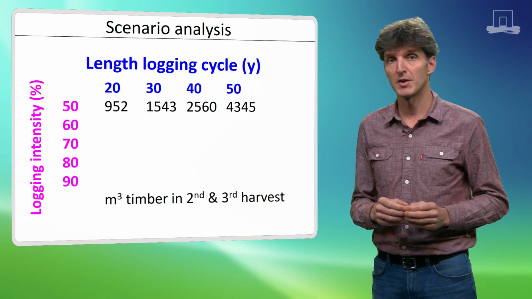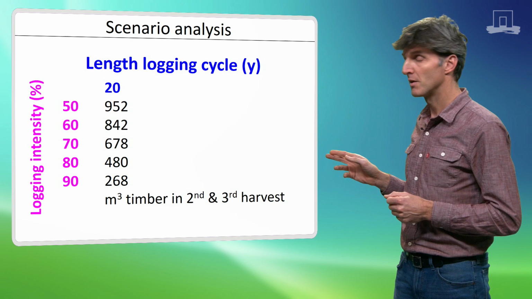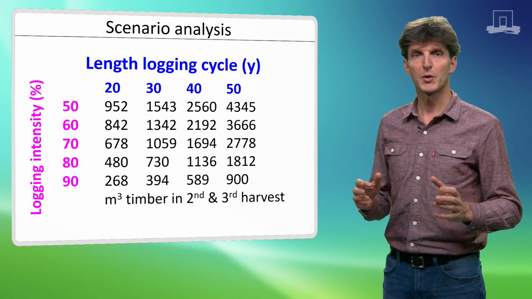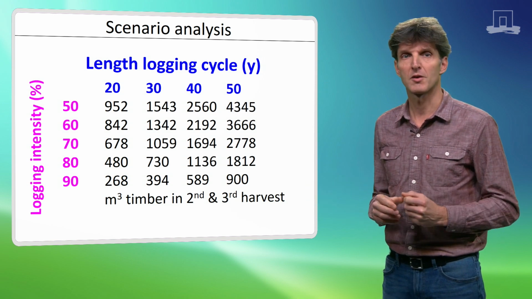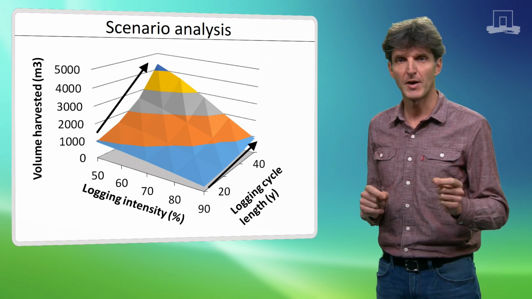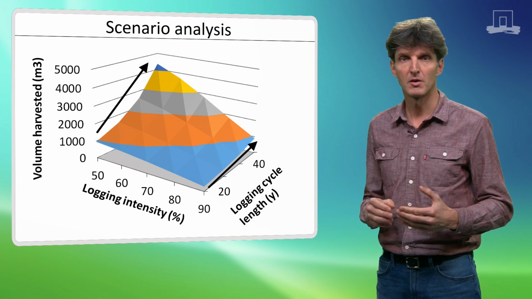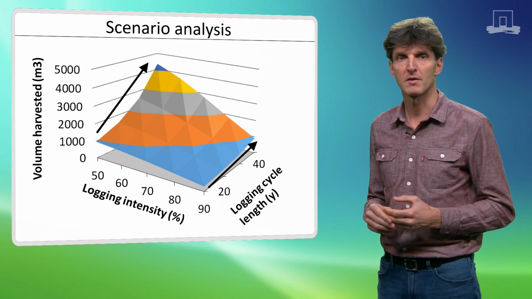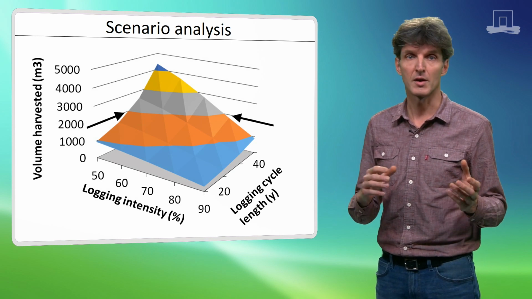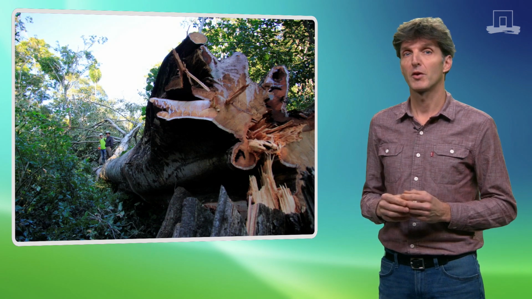As we've seen in the sensitivity analysis, timber volume increases with the length of the logging cycle. And, over here, timber volume decreases with the intensity of logging. If we show all 20 simulations in one table, it becomes a little bit hard to interpret, but a 3D graph may help. So here we can see that the effect of the logging cycle length on timber volume depends on the logging intensity. It is much stronger for low logging intensity than for high logging intensity. This graph also shows that there are different combinations of logging cycle length and logging intensity that yield the same amount of timber.